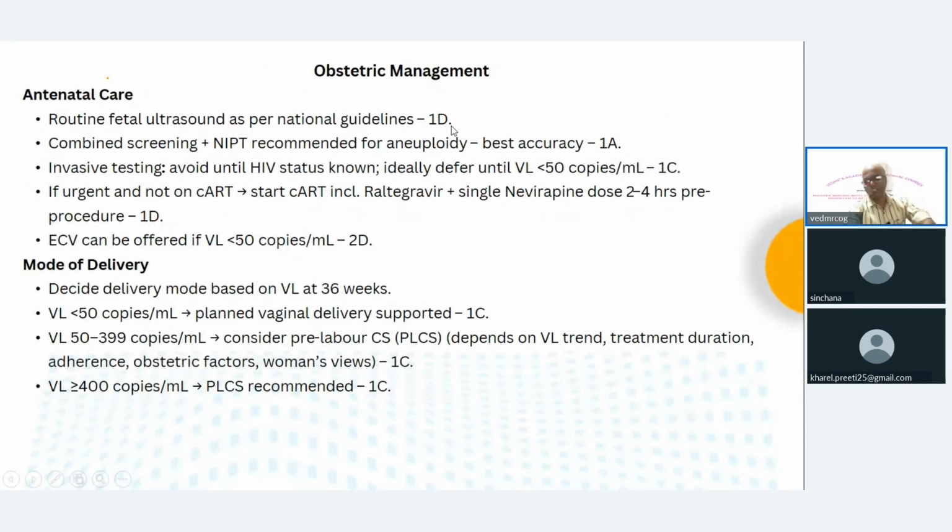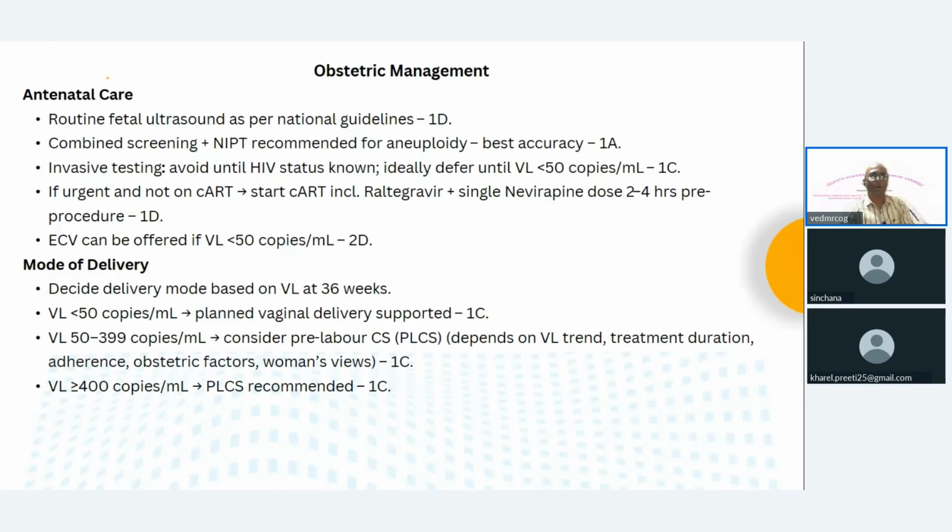And coming to the obstetric management. What we have seen up till now was the lady with HIV infection. Then we have seen co-infection with hepatitis B. Then we have seen co-infection with hepatitis C. Now coming to the obstetric management for a patient who is on ART.